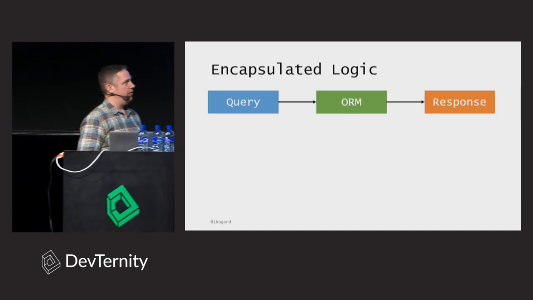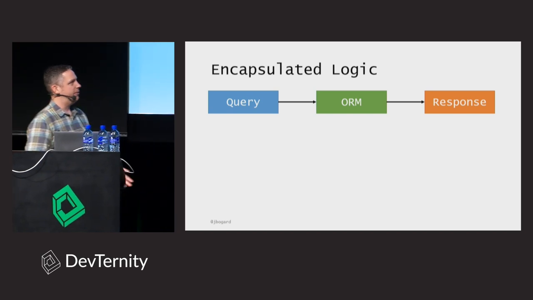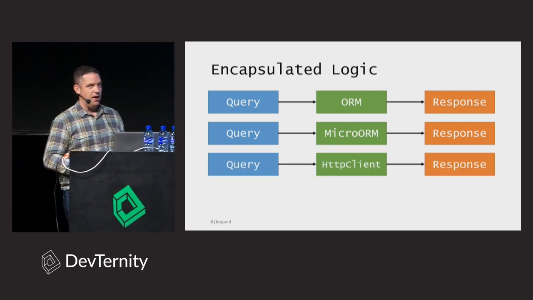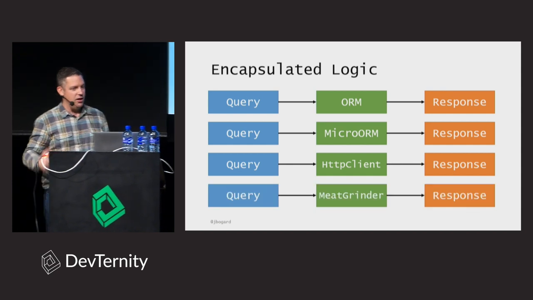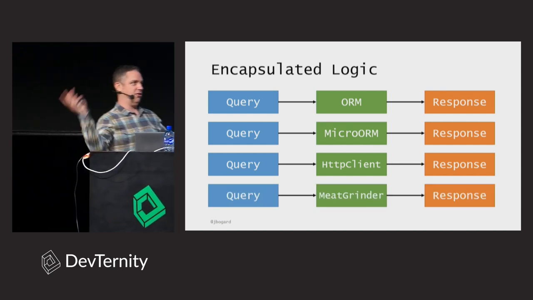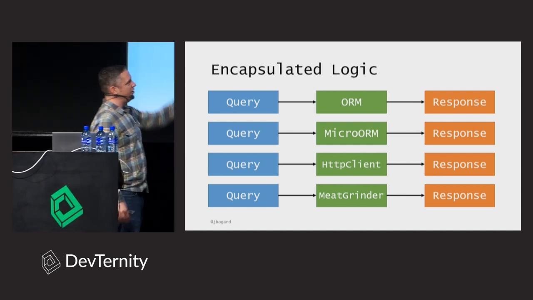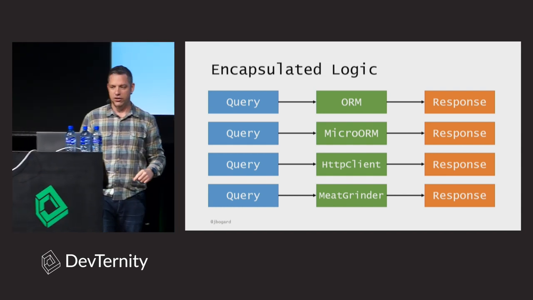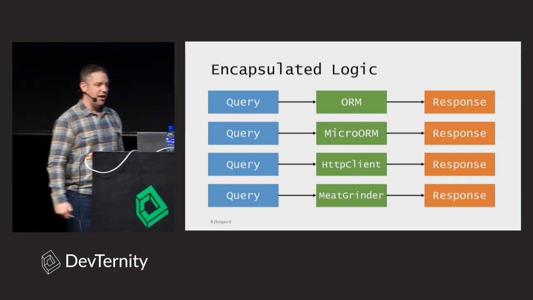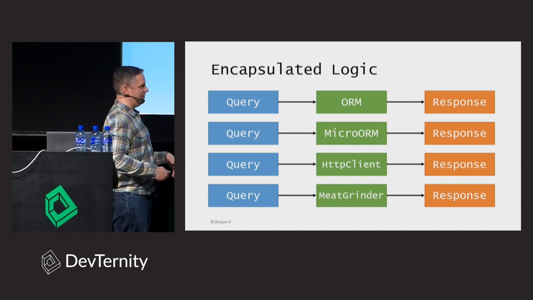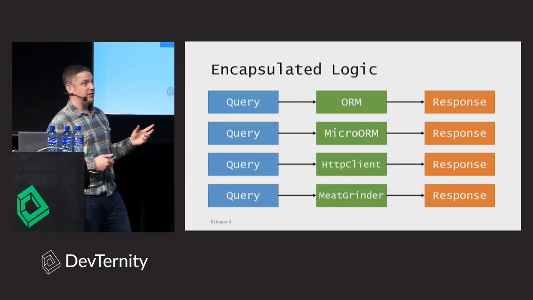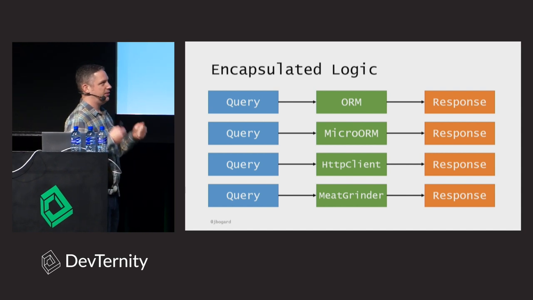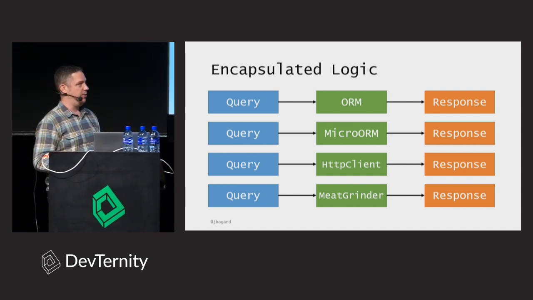I could have one query that goes to my fancy ORM to perform its work to get its response. Or if I'm using micro ORMs to do more raw SQL, I can do that as well. If I have one other handler that needs to call an API to do something else, or some other kind of mystery meat grinder, that sausage factory thing that's doing I don't know what. But the key here is that each of these different handlers is encapsulated about how it decides to take this query and transform it into an individual response. Now, I wouldn't actually suggest mixing all these things in one single application, especially the meat grinder. But we do have that ability now to decide on a request-by-request basis what makes the most sense for this individual query to most efficiently return that response.